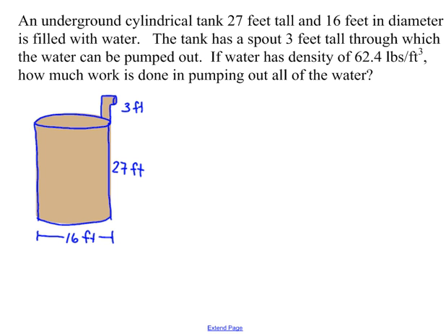This tank also has a spout on top that's 3 feet tall, and the water is going to be pumped through that spout. We're also told that water has a density of 62 pounds per cubic feet, and we want to know how much work is done in pumping all of the water out.